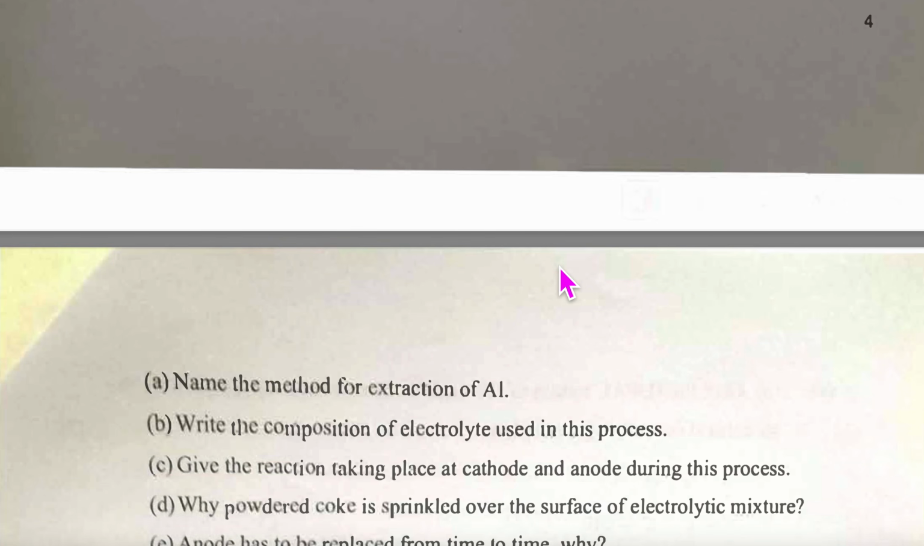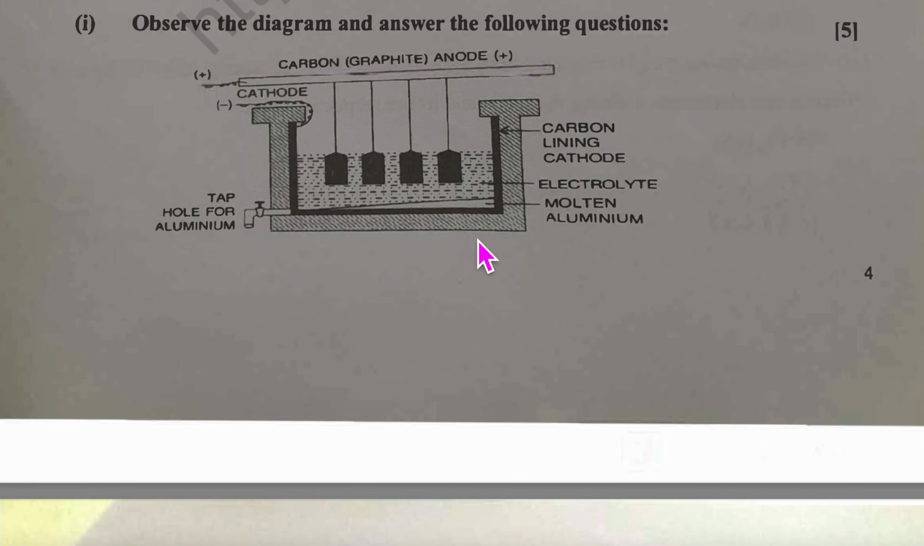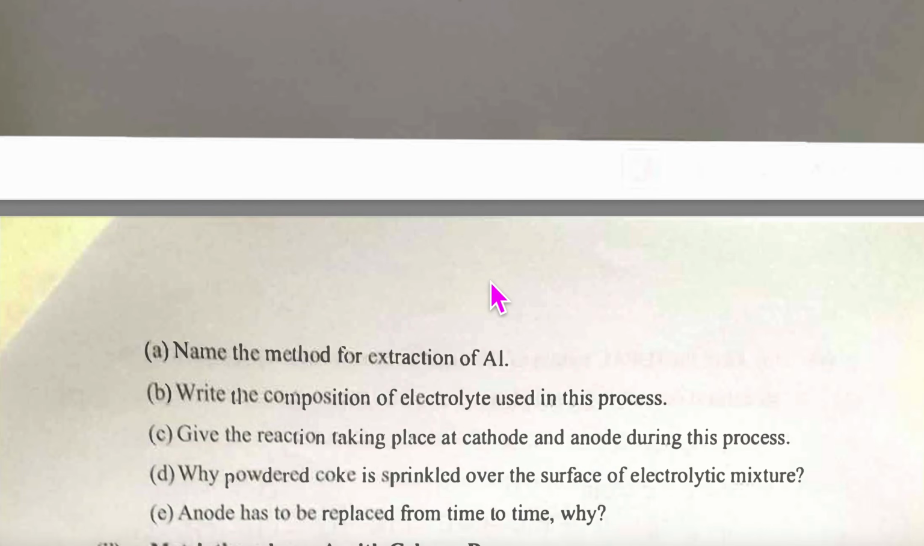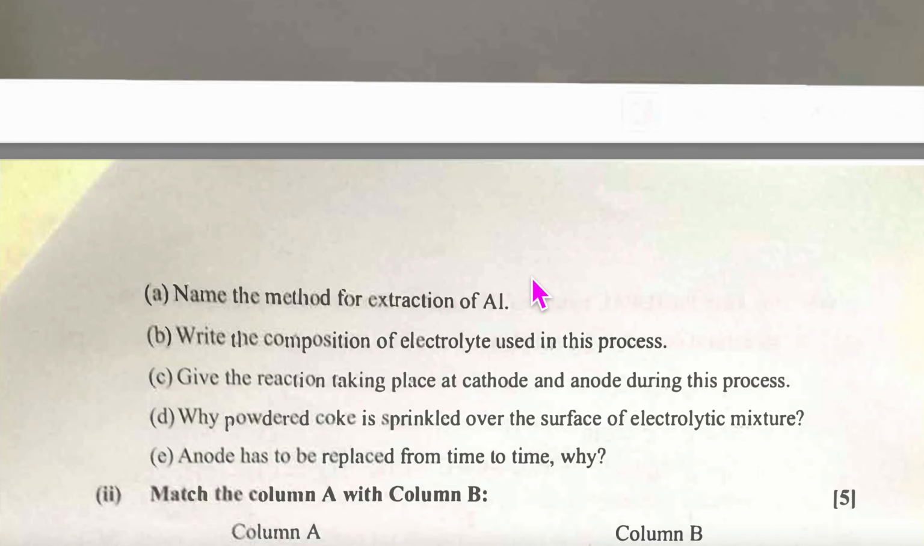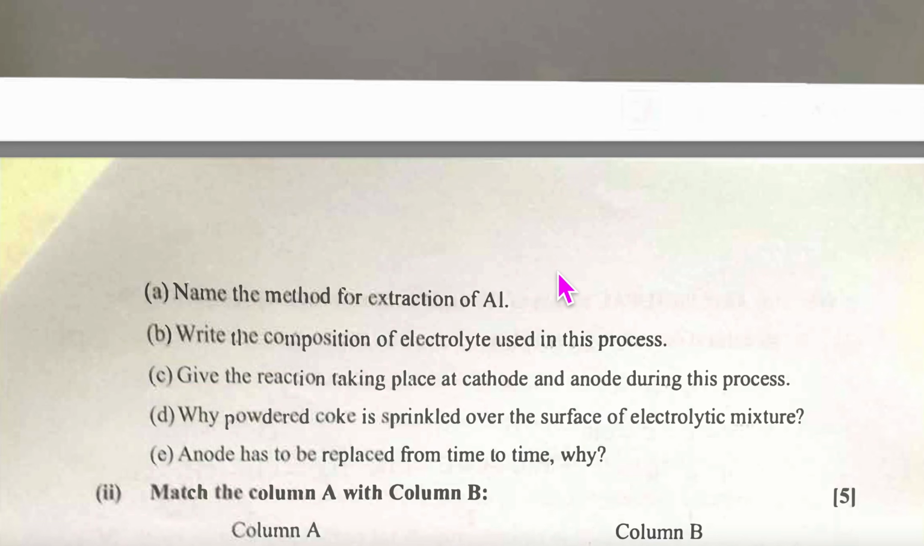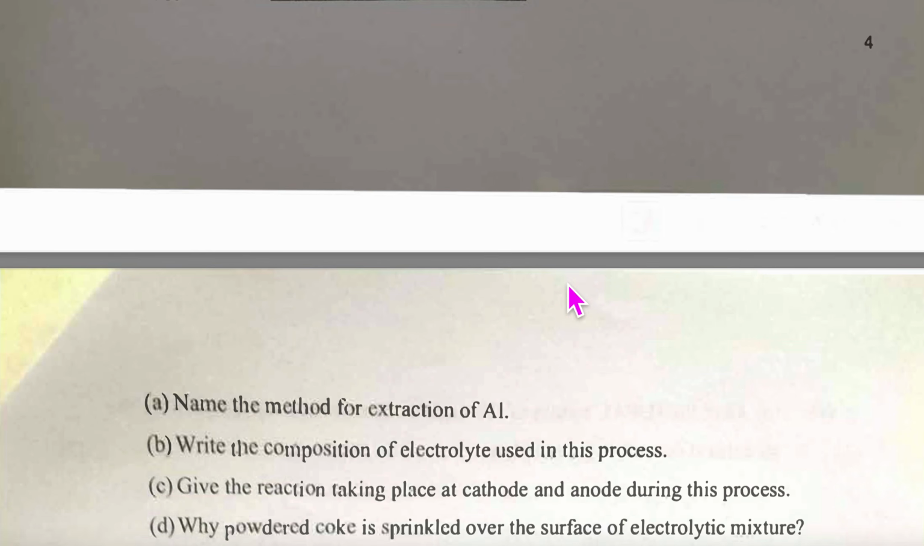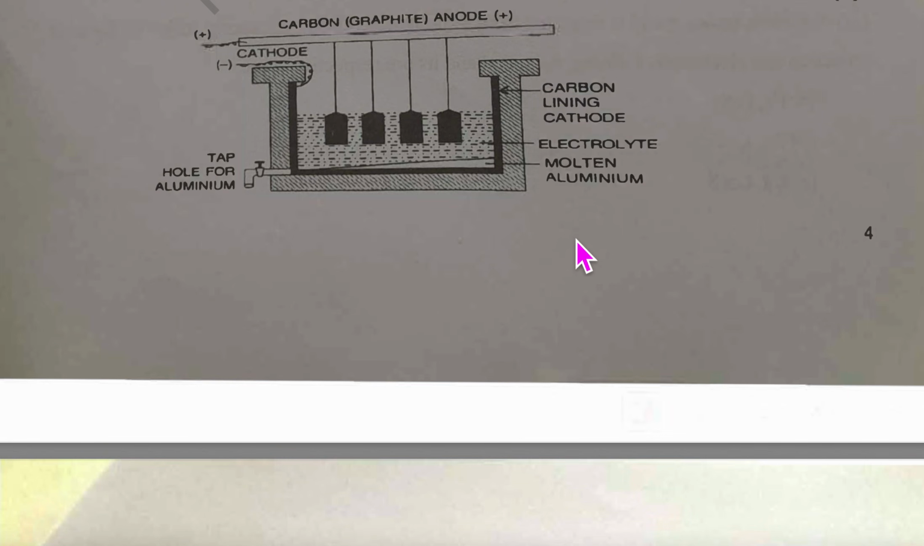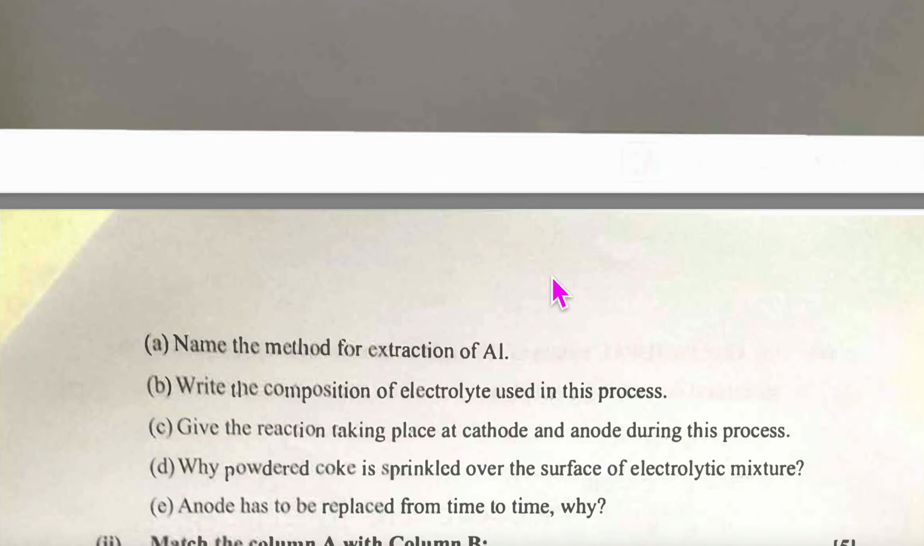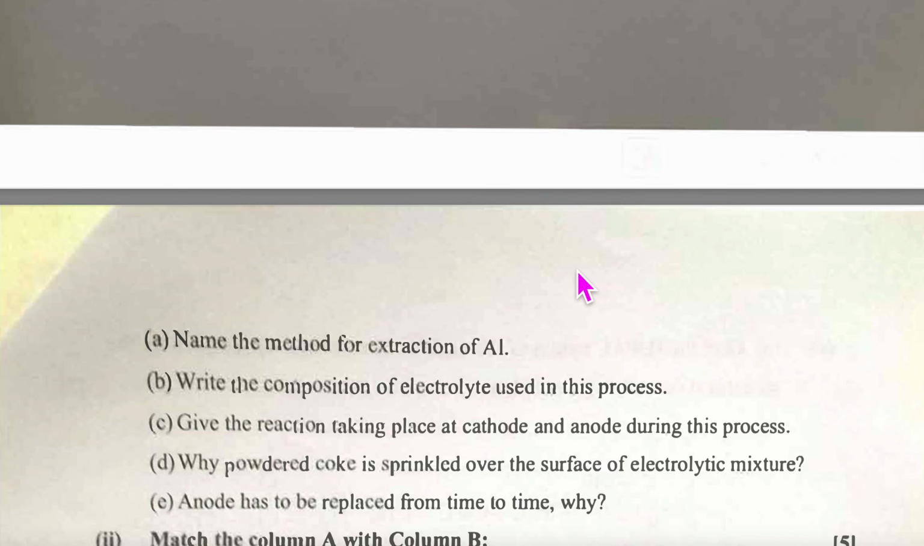Name the method of extraction. Electrolytic, correct? Electrolysis. Write the composition of the electrolyte used in the process, the 3 compounds that are there with alumina and cryolite, and along with the ratio. Now ratio is by weight or volume? By weight. If you do not know, check just now. Take out the page and just see. 1:3:1. Is it volume or weight?